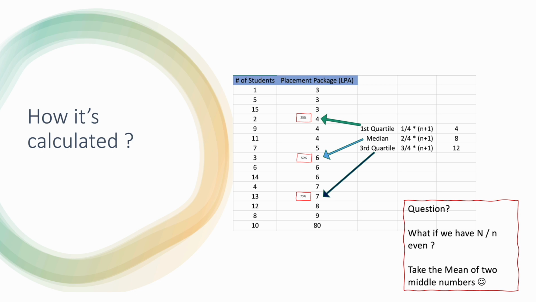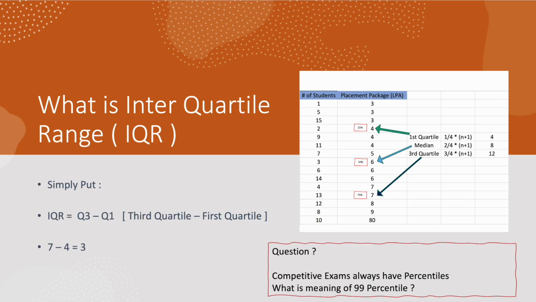Okay, so that's how we calculate the first quartile, median, and the third quartile. Okay, let's move on. There is something called the interquartile range also, IQR. Now, what is this IQR thing? IQR is very simple. It's just a fancy word, but the essence is very simple.